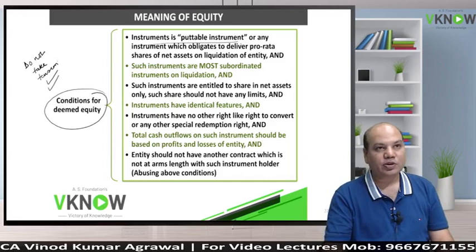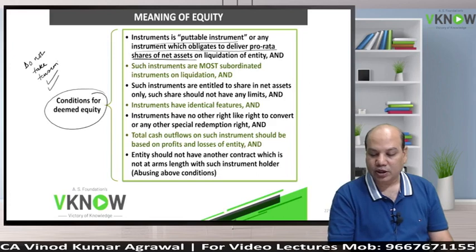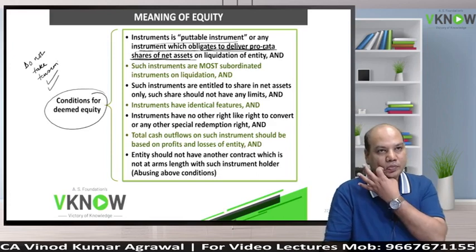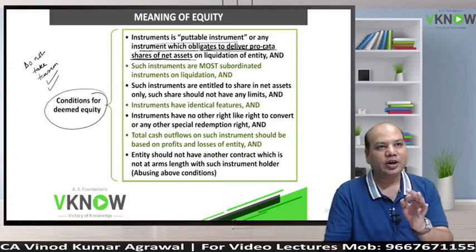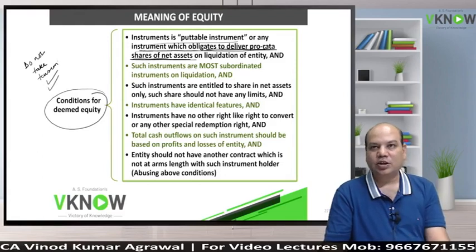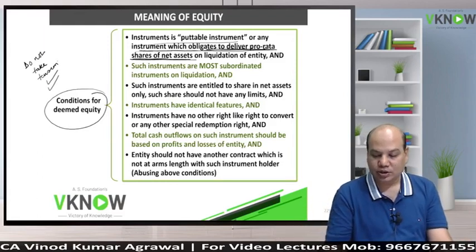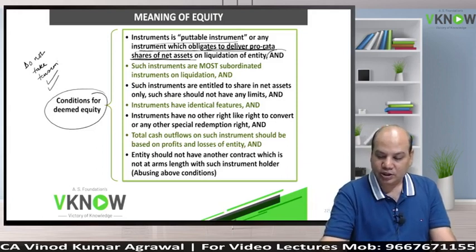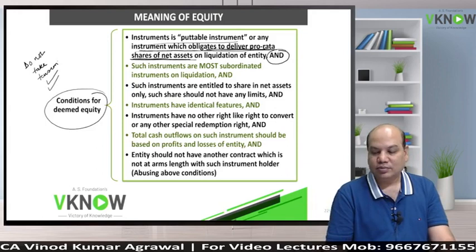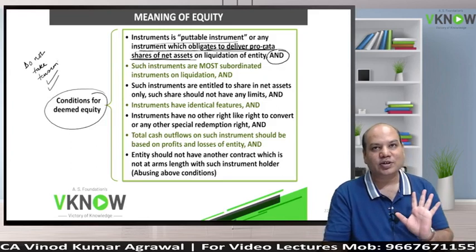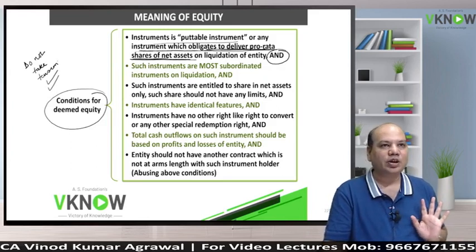An instrument is a putable instrument, or any instrument which obligates to deliver a pro rata share of net asset, underline. That means any instrument under which the holder will get a pro rata share in the net asset. When do you get a pro rata share in the net asset? When you are like an owner. So if you are going to get a pro rata share in the net asset on liquidation, and see, all sentences are connected by AND. Why have I written AND in capital letters? To remind you, all conditions are necessary to be classified as deemed equity.